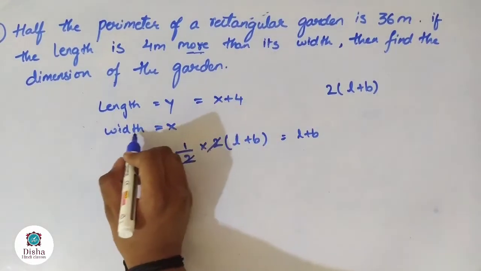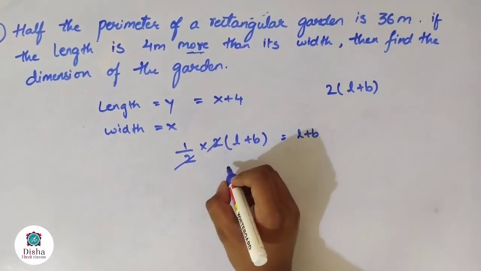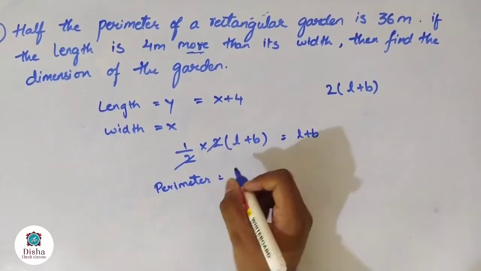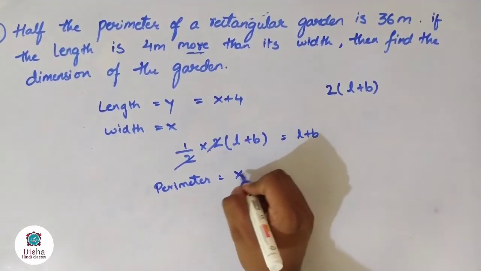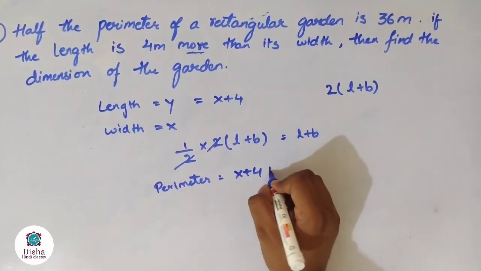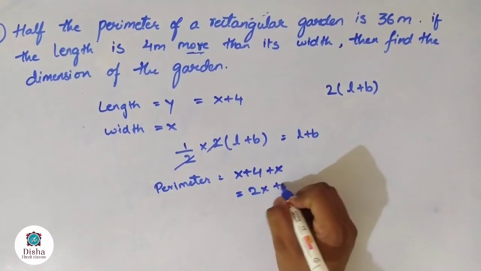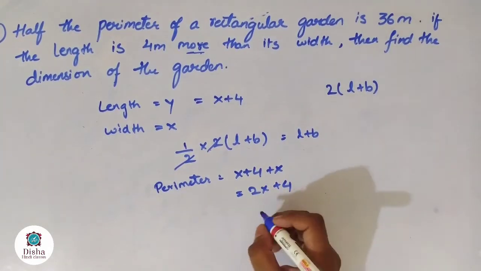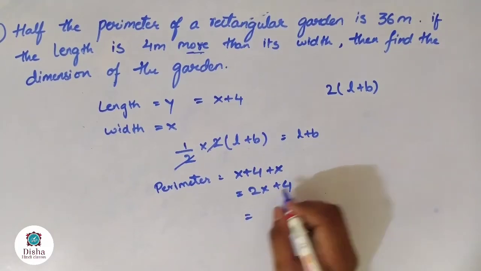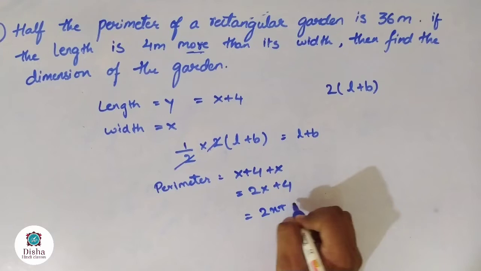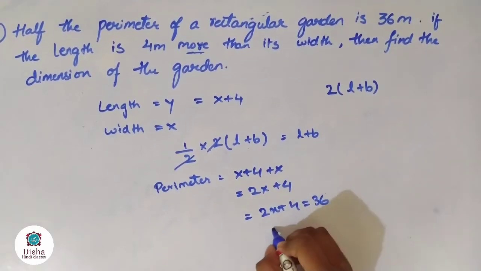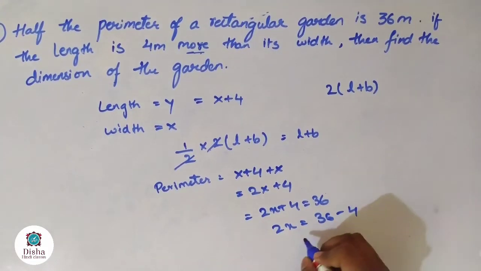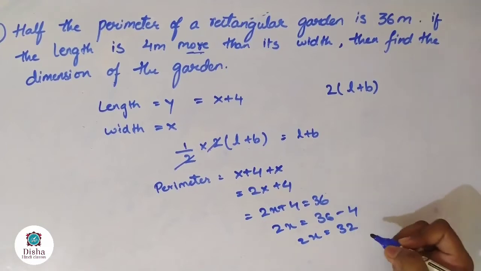Breadth or width are the same. So perimeter will be, what is length? x plus 4. What is width? That is also x. So 2x plus 4. Now perimeter is given as 36. So 2x plus 4 equals 36, right? So 2x equals 36 minus 4. So 2x equals 32.